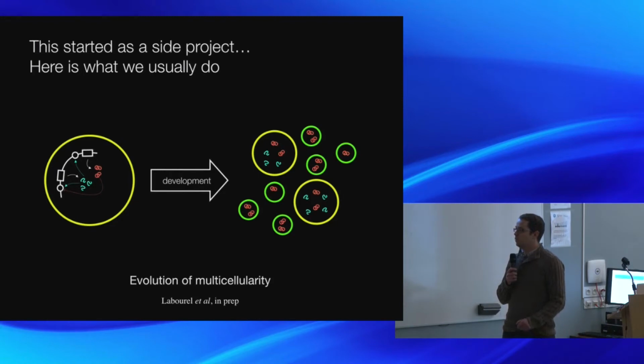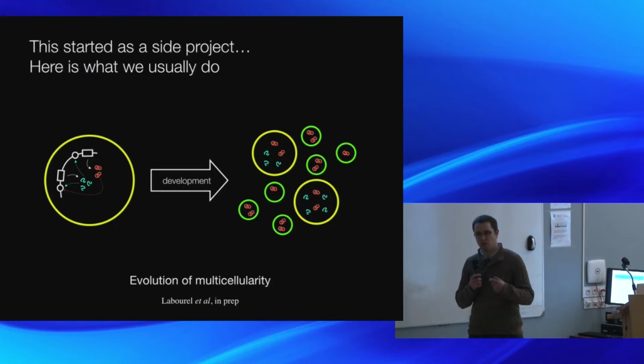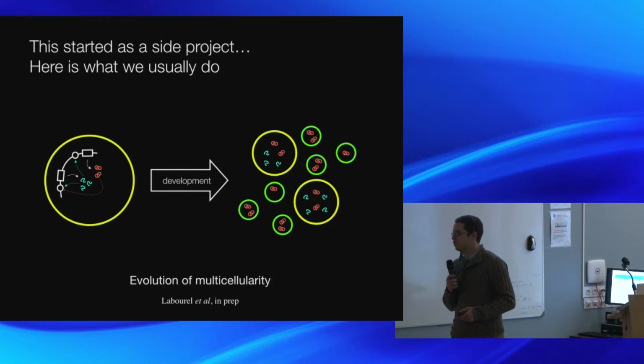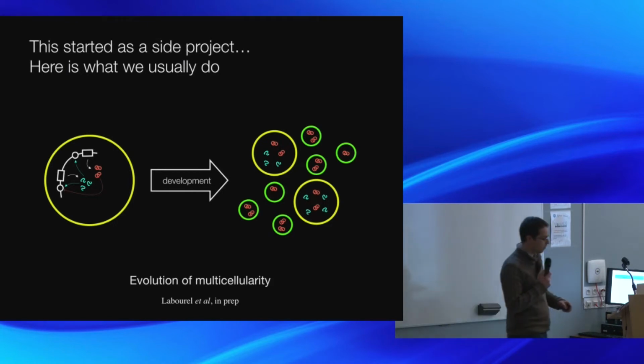Because in multicellularity, you have a single genome that's able to generate different cell types. And exploiting noise in gene expression could be a way to do that. So we are building models of gene networks with noise in gene expression to see if this could be a trigger in the early stage of the evolution of multicellularity.